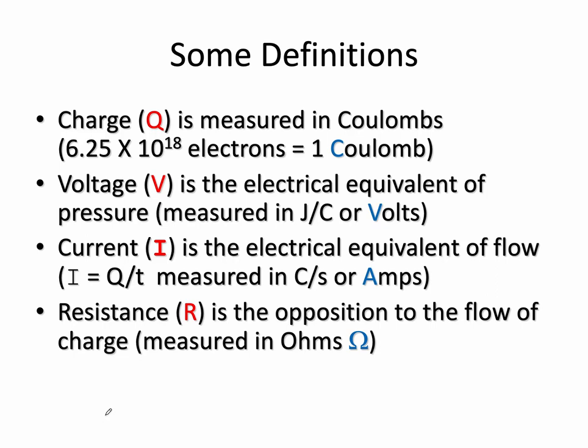Electrical current is represented by the variable I, and it's the electrical equivalent of flow rate. It turns out current is the amount of charge per unit time. So it's measured in coulombs per second, but again, because it's used so frequently in physics, it's given its own unit called the amp. Finally, resistance, variable R, is the opposition to the flow of charge, and it's measured in ohms. Now, you should say, oh, ohm should be abbreviated capital O, but because capital O looks too much like a zero, we use the Greek character omega to represent that one.